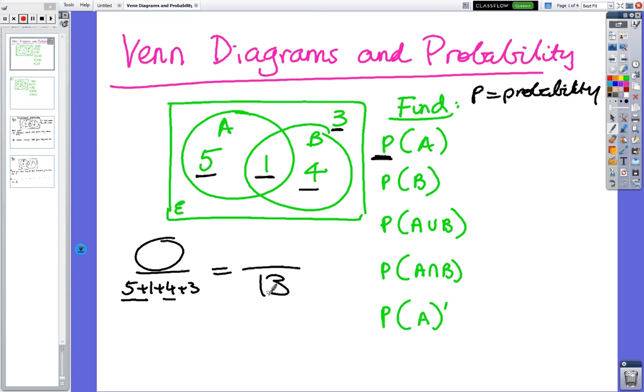In the first answer, we're looking at how many people are in A. So 5 plus 1 is 6, so the first answer is 6 over 13. I'll do one more, and then maybe you can have a go at the last couple. How many people are in B? There were 5 people in B, so it's 5/13.